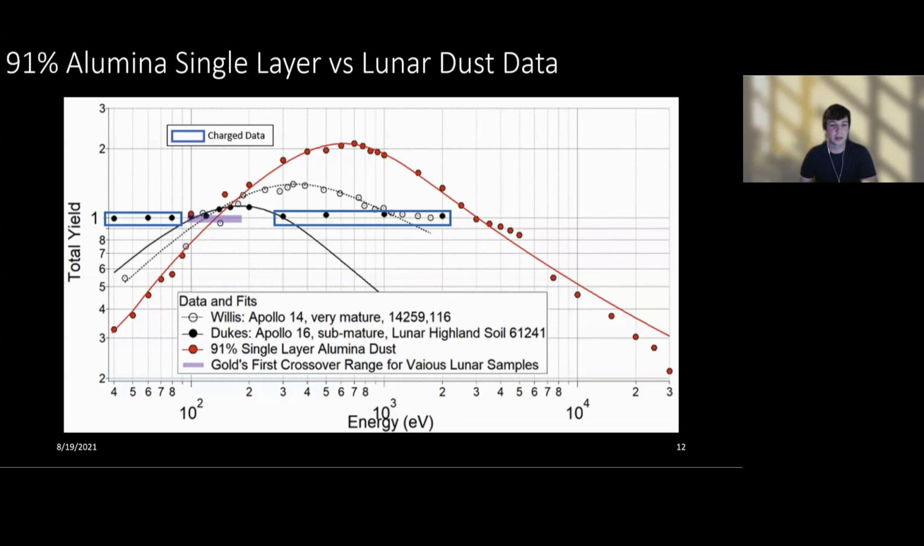We suggest the disagreements all result from charging effects in previous studies, again, as indicated by the blue boxes on the graph. Recall our data is only for a single layer, so if we conduct measurements of multi-layer samples, the secondary electron suppression effect may be even more severe and therefore may agree with Willis's delta max, whose overall data is more depressed. Next, please.